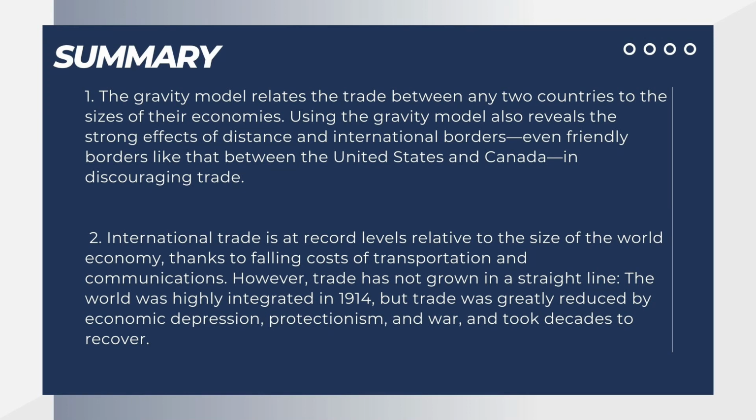Summary. Number 1. The gravity model relates the trade between any two countries to the sizes of their economies. Using the gravity model also reveals the strong effect of distance and international borders. Number 2. International trade is at record levels relative to the size of the world economy, thanks to the falling cost of transportation and communications. However, trade has not grown in a straight line. The world was highly integrated in 1914, but trade was greatly reduced by economic depression, protectionism, and war, and took decades to recover.